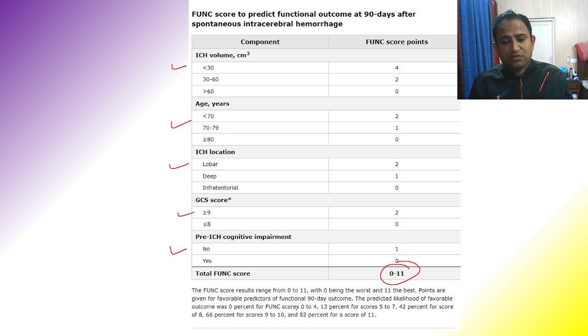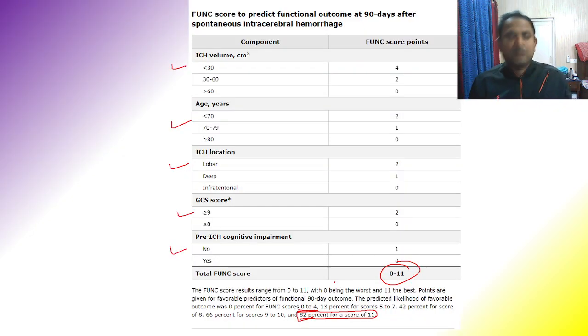If you see, the favorable outcome was 0% for a FUNC score of 0 to 4, and there was an 82% favorable outcome if the score was fairly high. So depending upon this, you can again predict what the functional outcome of your patient will be 90 days after the initial presentation. So with this, we come to the end of the discussion.